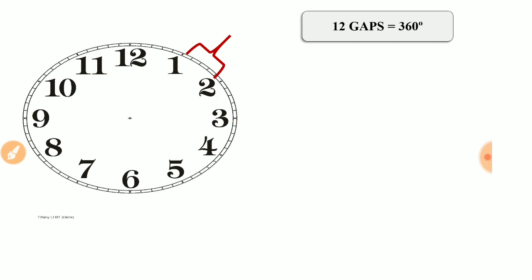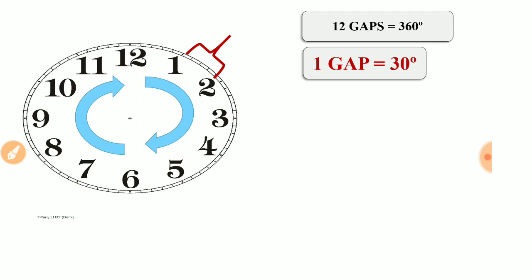If you consider this dial, we know that this dial is a circle. So what is the full angle of a circle? The full angle of a circle is 360 degrees. If the full angle of the circle is 360, then what about one gap? We know that there are 12 gaps in this dial, and the total angle is 360 degrees. If the angle of 12 gaps is 360 degrees, what is the angle of one gap? One gap is equal to 360 degrees divided by 12, that is, one gap is equal to 30 degrees.